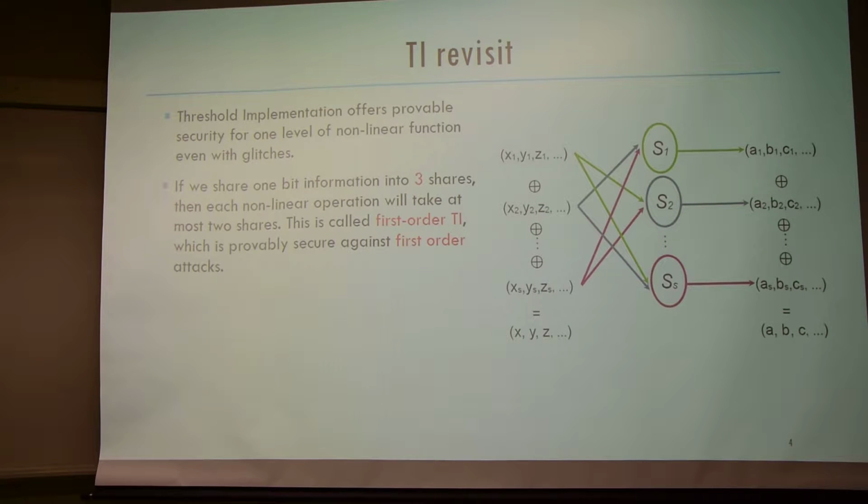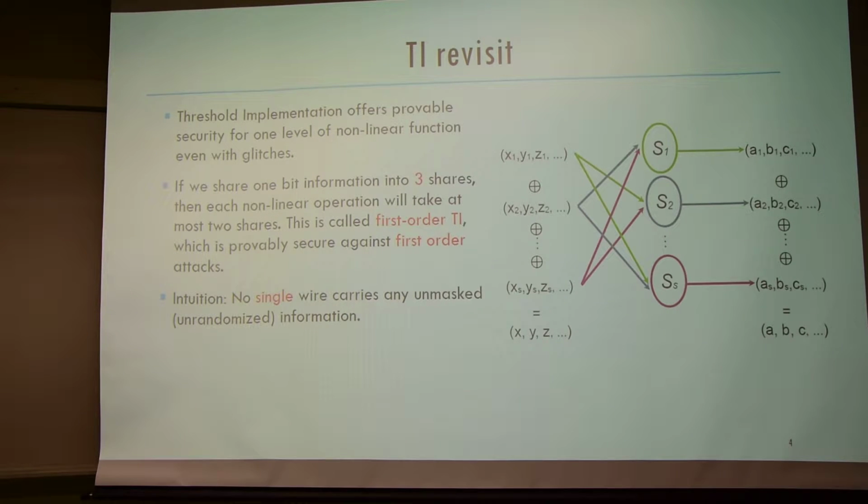What are x1, y1, and z1? So here x, y, z just are the input of this function, and each value is shared into 3 shares: x1, x2, and x3, and y is shared into y1, y2, and y3. So this share here means that if you XOR x1, x2, and x3 together, you will get x. Yeah, but if you only take 2 of them, you cannot get any information about x.